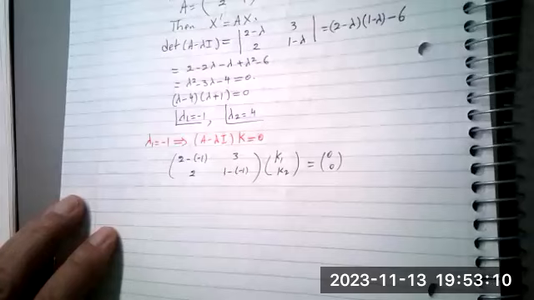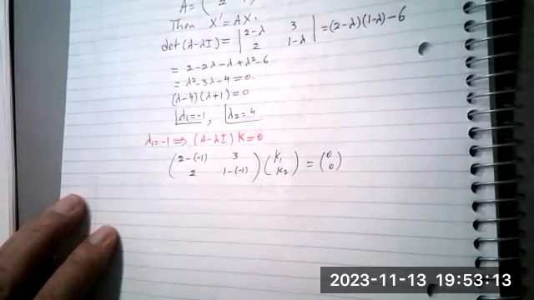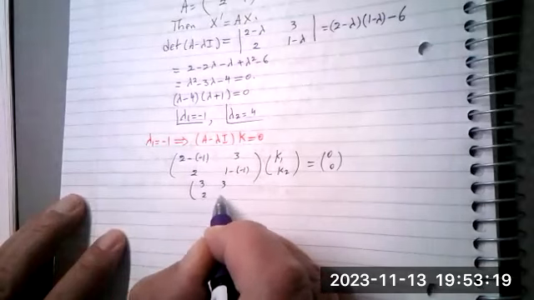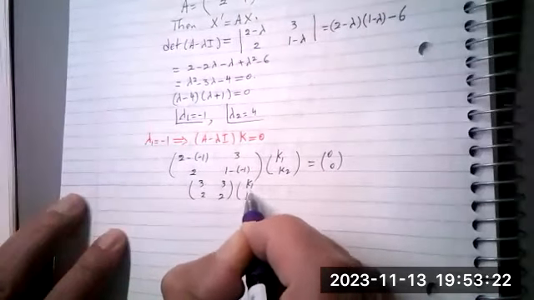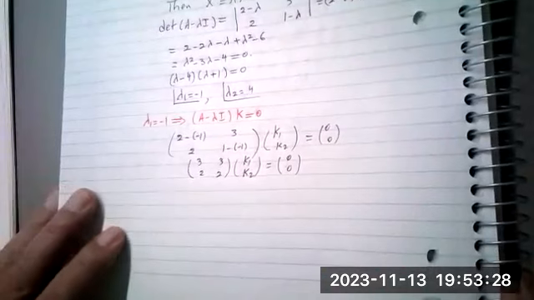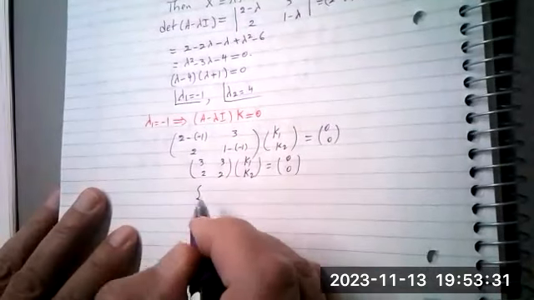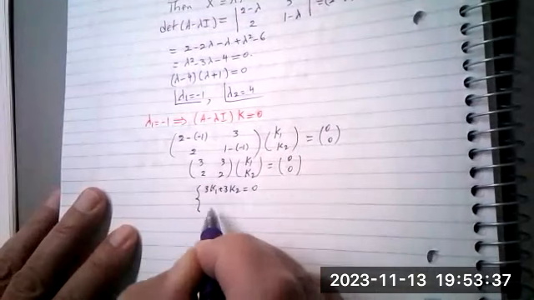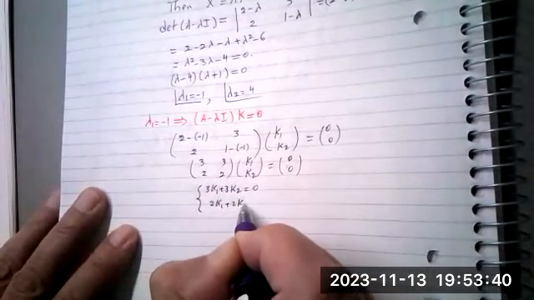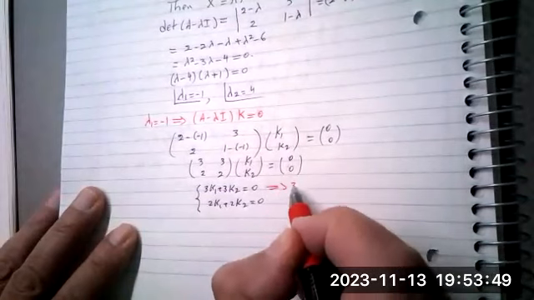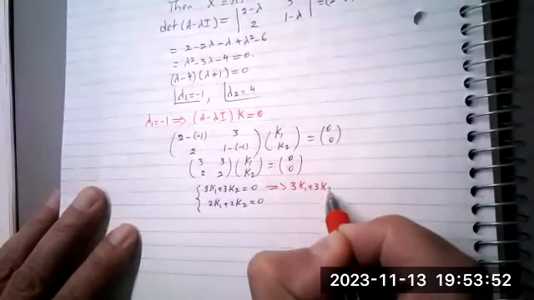Okay, next. So simplify this one carefully. It's going to be 3, 3, 2, 2. You see the first row and the second row are going to be almost the same. You need only one of them. You can write the system, but you don't need all of them. It's 3K1 plus 3K2 equal to 0. The second one is 2K1 plus 2K2 equal to 0. All of them are the same. Just pick one of them. It doesn't matter. I picked the first one: 3K1 plus 3K2 equal to 0.